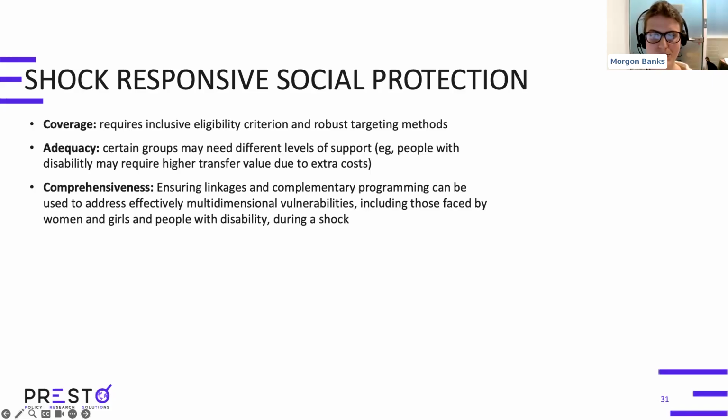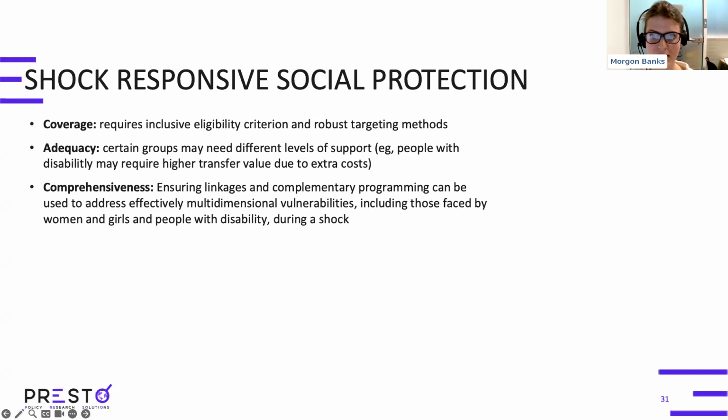The final component that we looked at is shock responsive social protection. We are living in a world where there are increasing risks of shocks from climate change, humanitarian crises, and other events. So social protection has a critical role in ensuring that people are protected during these events. Women and people with disabilities are often at an increased risk of negative outcomes from shocks and stresses, as they often have a lower ability to cope with these shocks due to pre-existing poverty as well as discrimination.